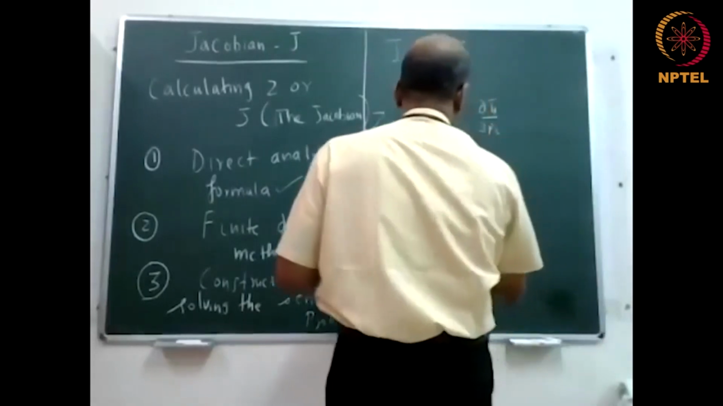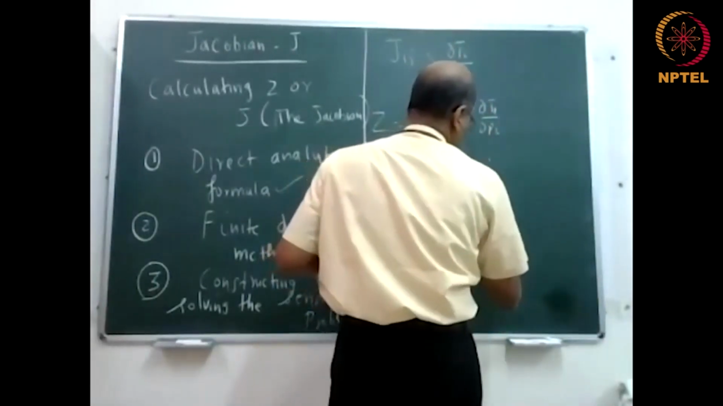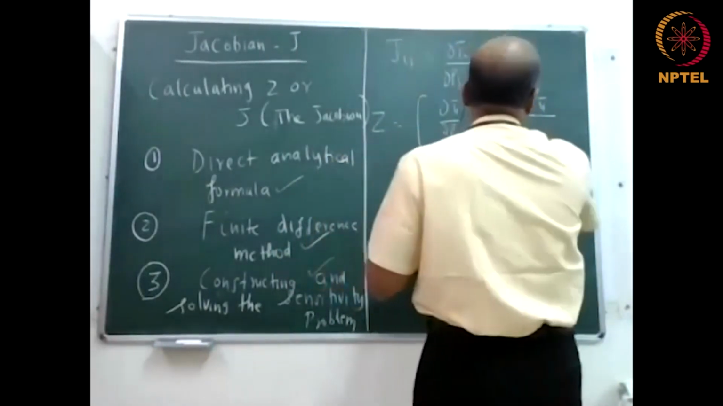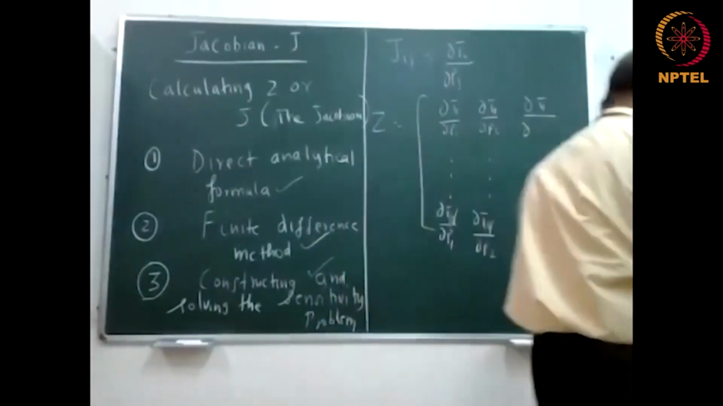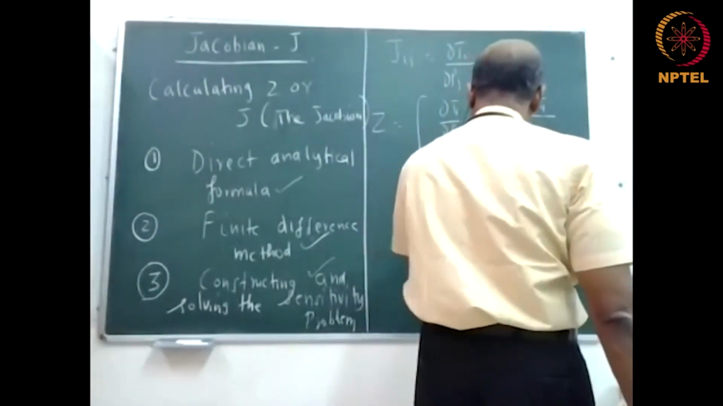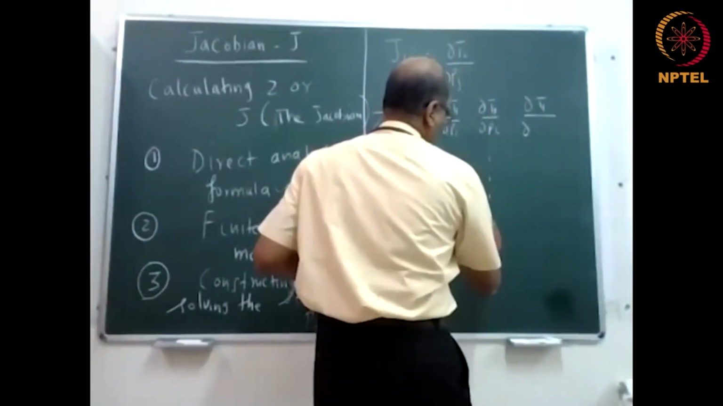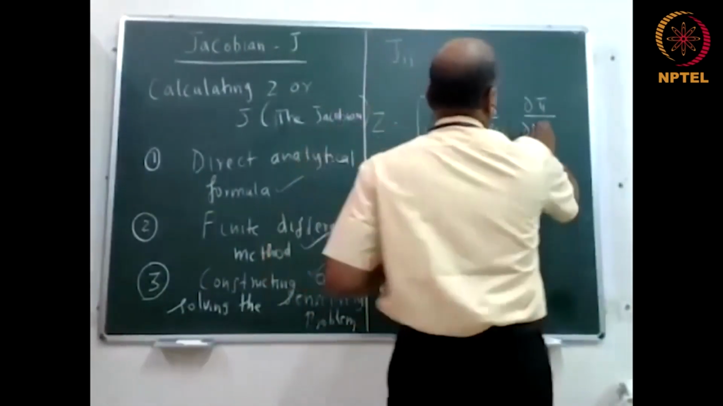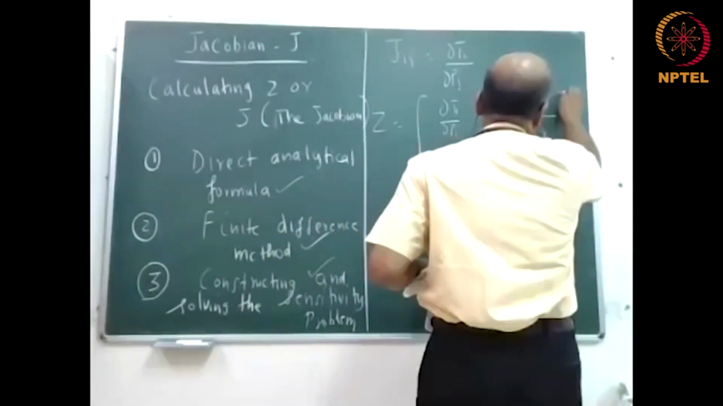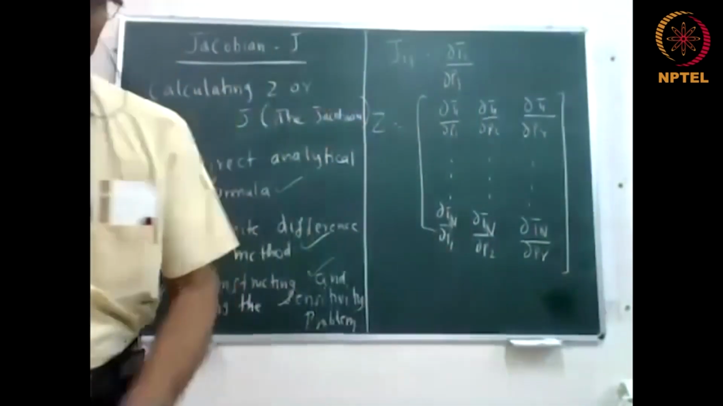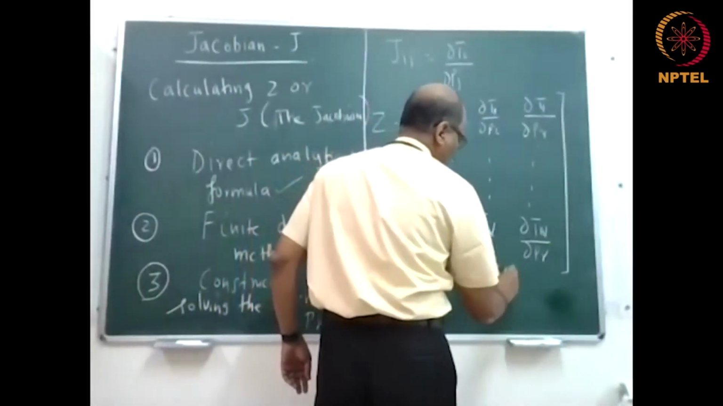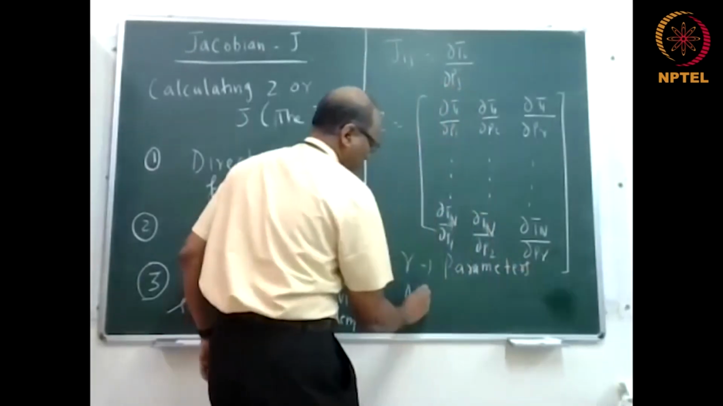Let's make it R. We always had N measurements and R parameters. This is the Jacobian matrix, with R parameters and N data points.